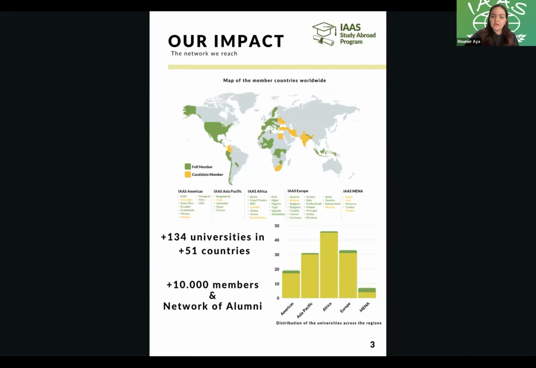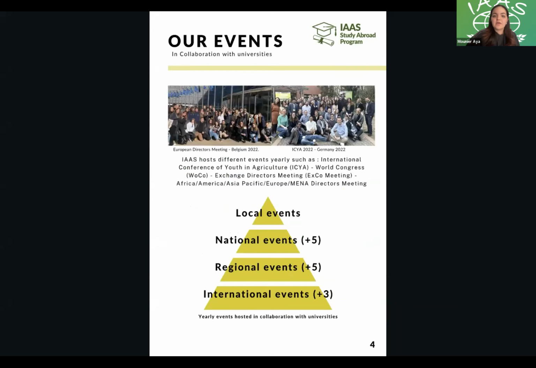Our impact: we're present, our world map, our candidate members, we're in X regions, in X countries, our events that are in collaboration with universities. So collaboration with universities is the attracting thing. So a university can be like, oh, they can host an event at mine. My name will be spread in this continent, in this one, etc.